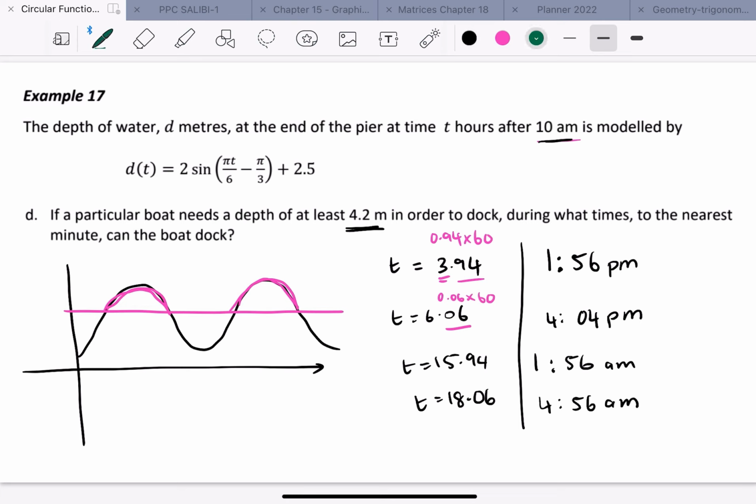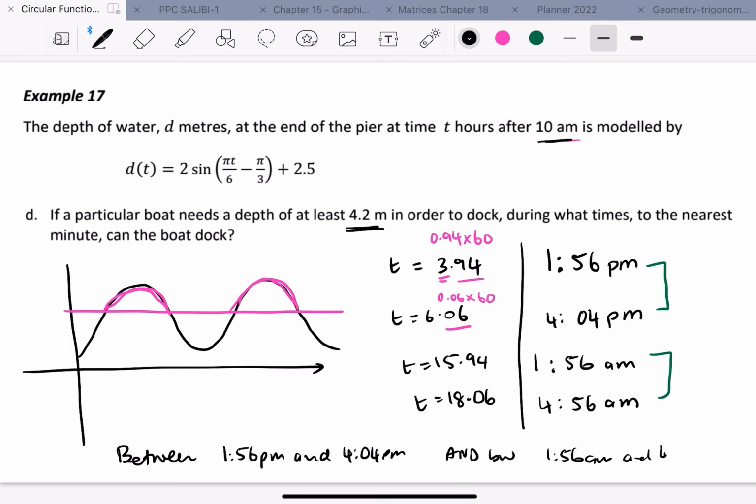And finally, we just need to write when it's between. So we know it's between these 2 values. So it'll be between 1:56 p.m. and 4:04 p.m., and between 1:56 a.m. and 4:04 a.m.